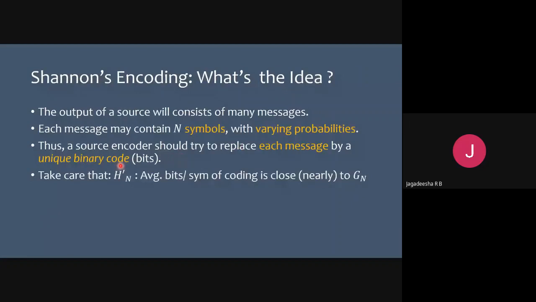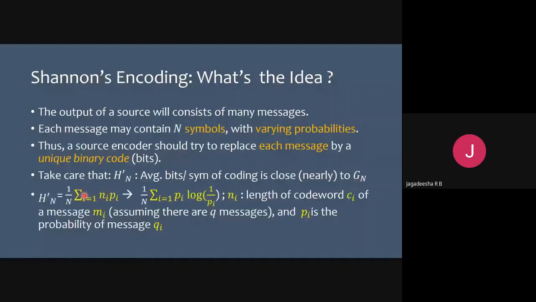That is H_N prime, the average bits per symbol of coding, which should be close to G_N. That's the average information content, right? G_N we have seen. H_N prime is nothing but 1/N times the summation of n_i p_i. p_i is the probability of any symbol or message. What is n_i? n_i is the length of the code word c_i.